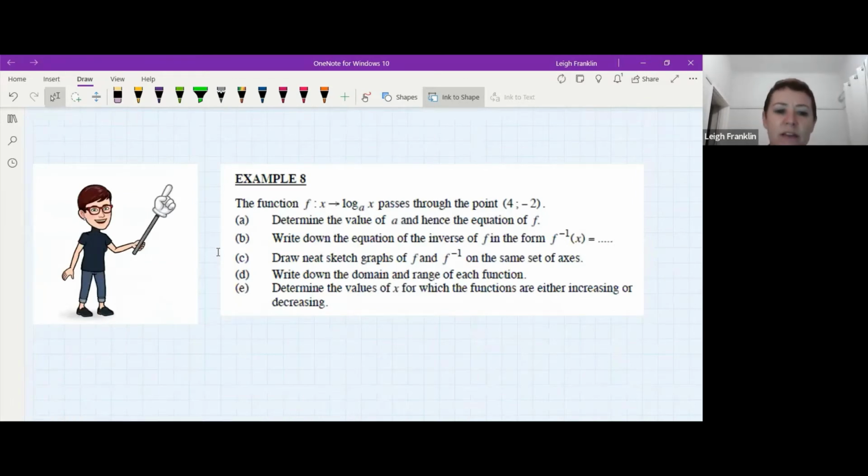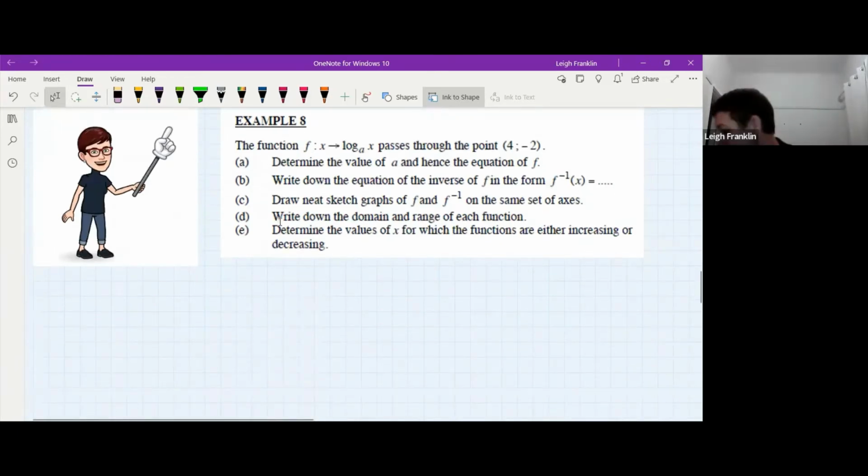Okay, so they give us a function. They tell us the function f of x equals log a to the x, and they tell us that it passes through (4, -2). So this is a lovely exam type question that you can expect. The first thing that they are asking us to do is determine the value of a and hence the equation of f. So what do you think we need to do here in order to work out the value of a?